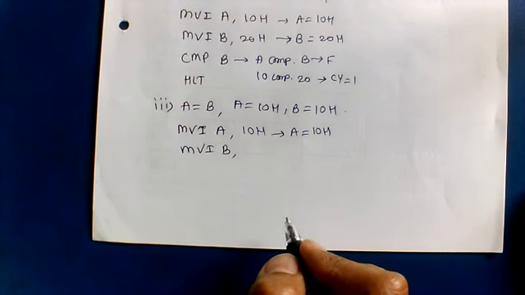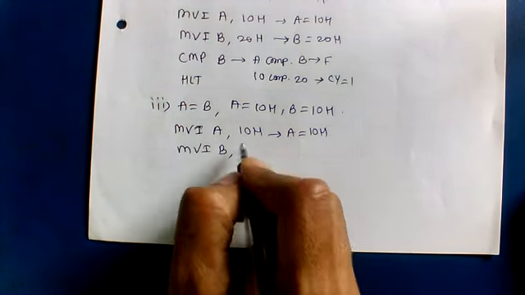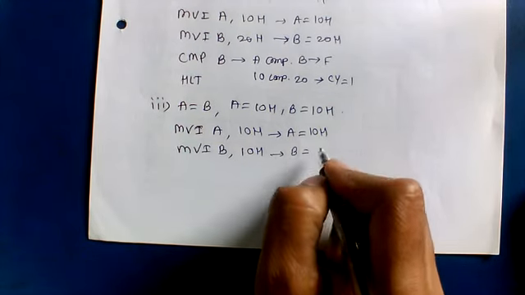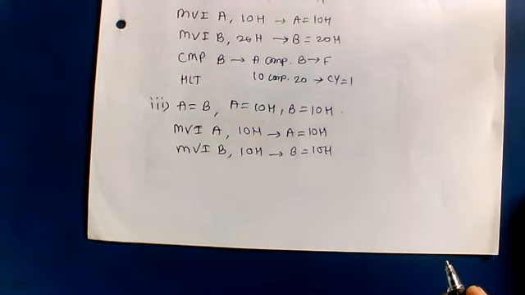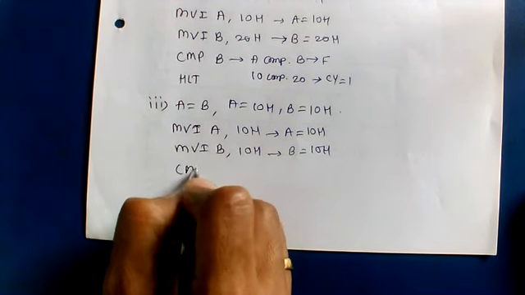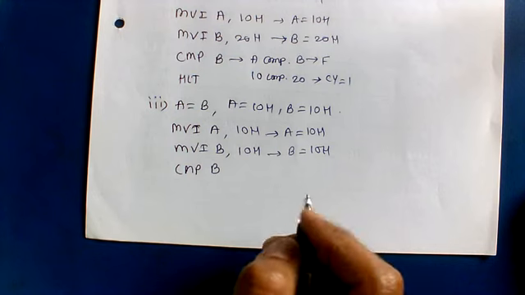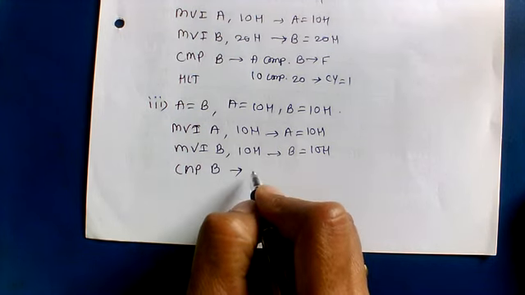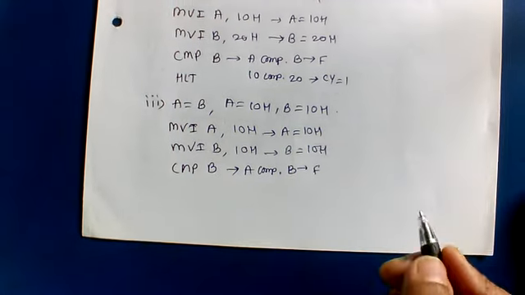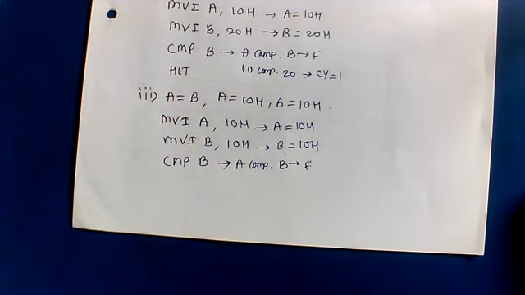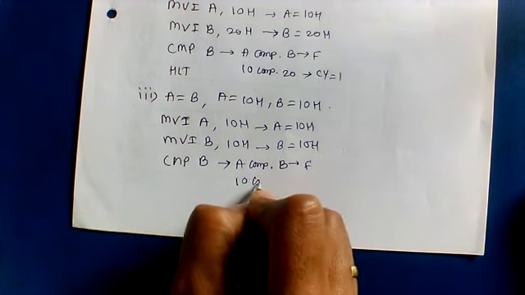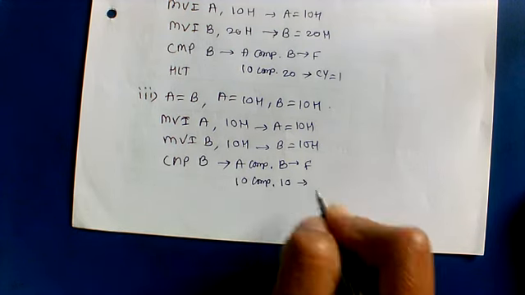Next move instruction, move immediate B with 10hex. So in B register also you will get 10hex. Okay, and suppose CMP B instruction gets executed, A compared with B, result in flag register. Okay, 10 compared with 10.